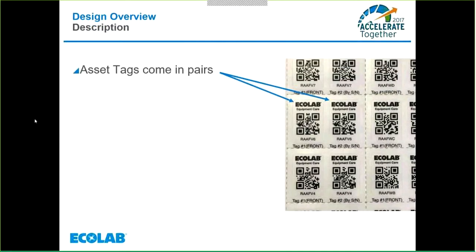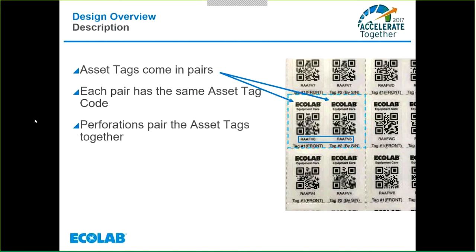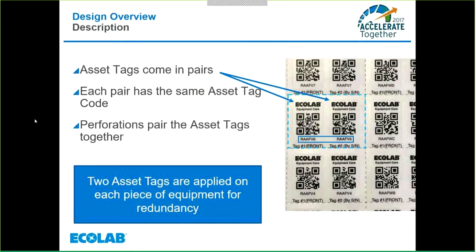Asset tags come in pairs. Each pair has the same asset tag code. Perforations pair the asset tags together. 2 asset tags are applied on each piece of equipment for redundancy purposes.